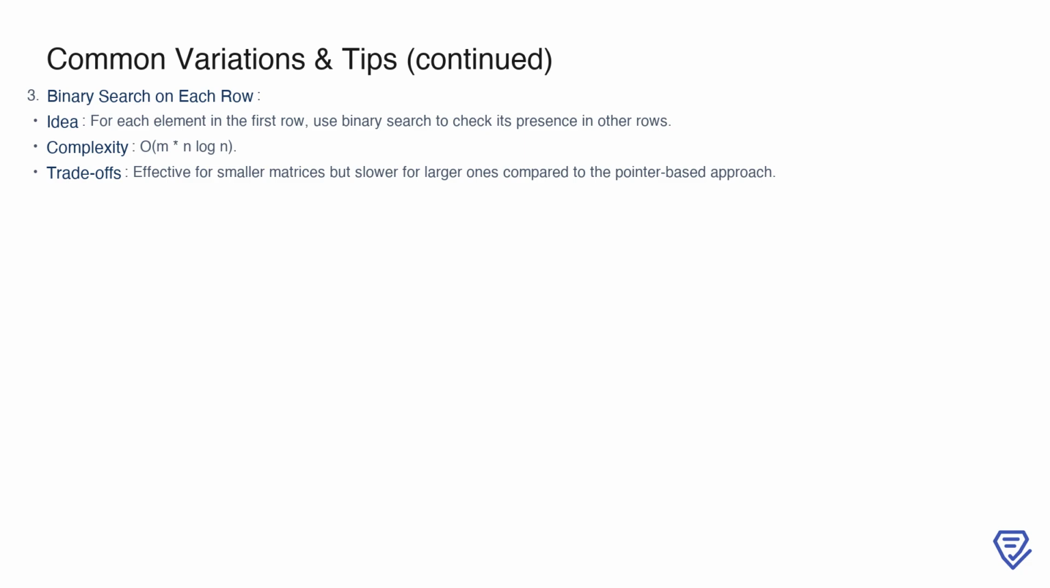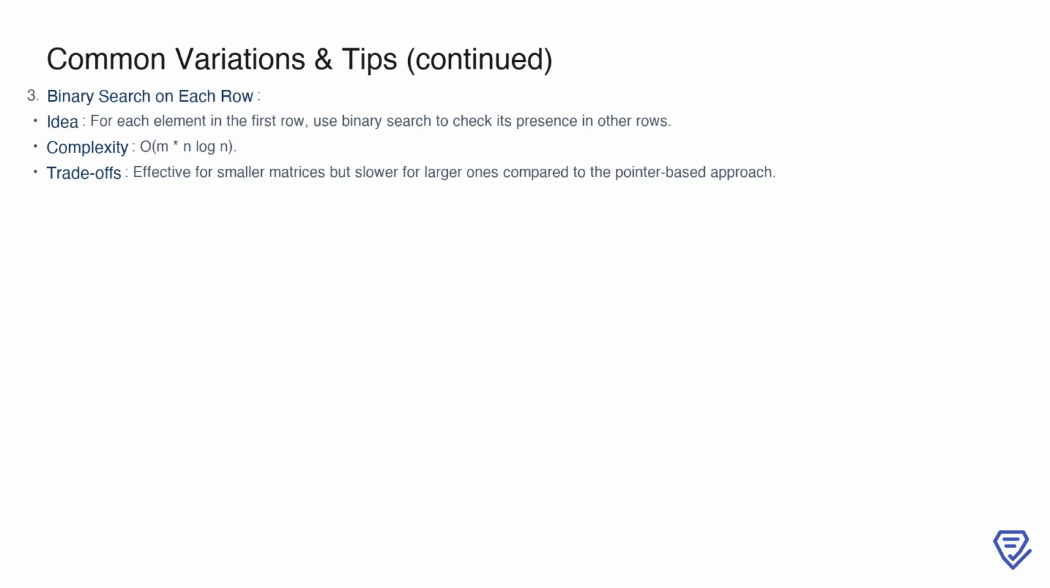One more alternative approach to consider is using binary search on each row. In this method, you iterate through each element in the first row and use binary search to determine whether that element exists in the other rows. This takes advantage of the sorted nature of the matrix, resulting in a time complexity of O(m*n log n). While this approach can be effective for smaller matrices, it may become slower for larger ones compared to the pointer-based method.